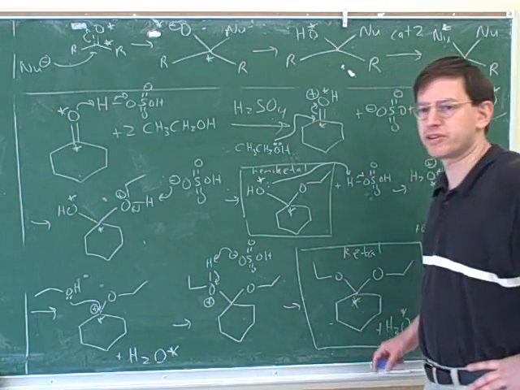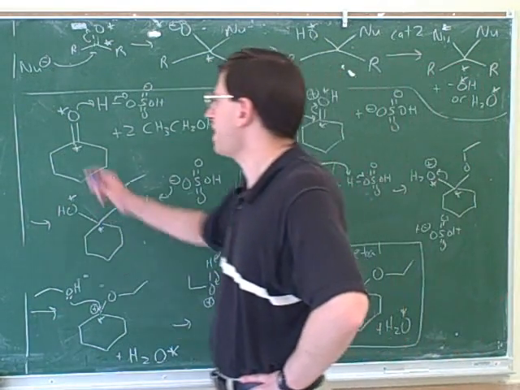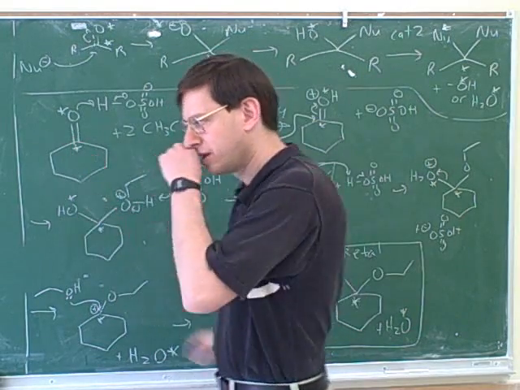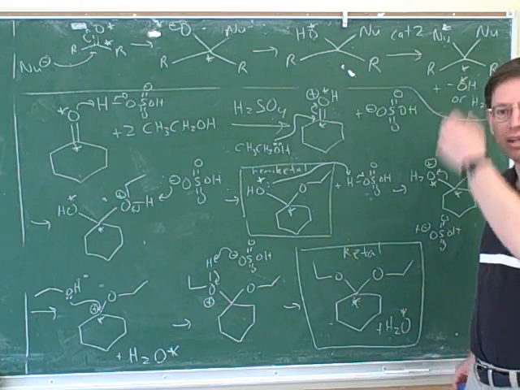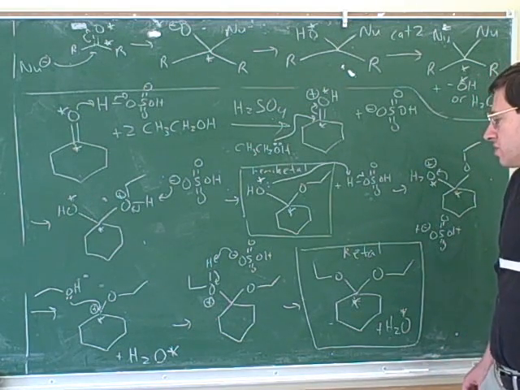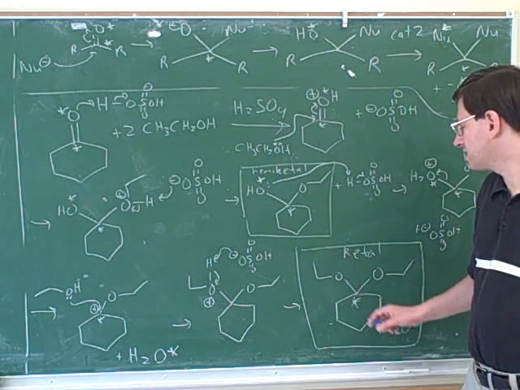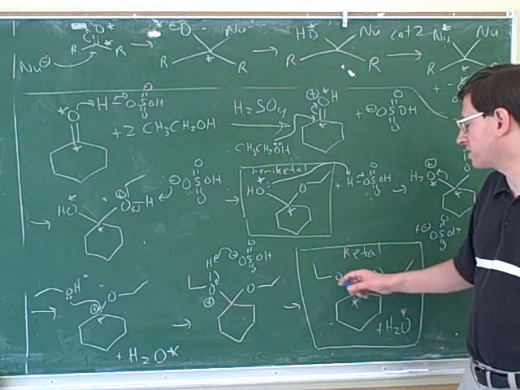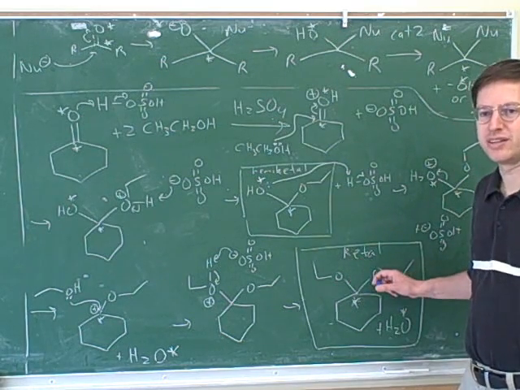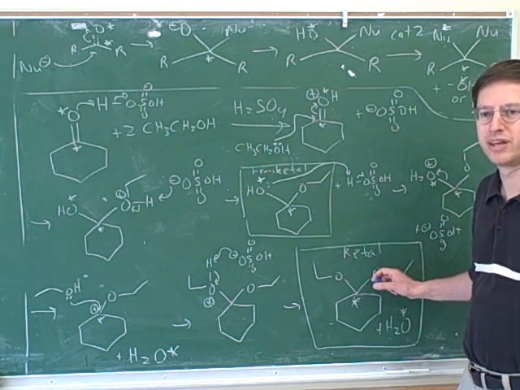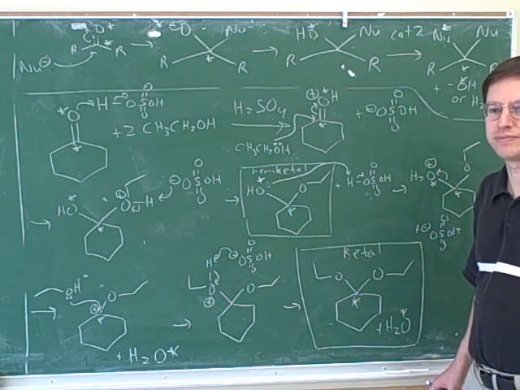Now remember that this is all reversible, which means that if you start with either of these, you should be able to make it back into a carbonyl. So let's ask ourselves, how could we make this back into a carbonyl? Well, we'd have to get the carbonyl oxygen back on, right? Notice that neither of these are the carbonyl oxygen. These are the oxygens that came from the alcohols. So if we want to reverse this, we have to put the carbonyl oxygen back on.